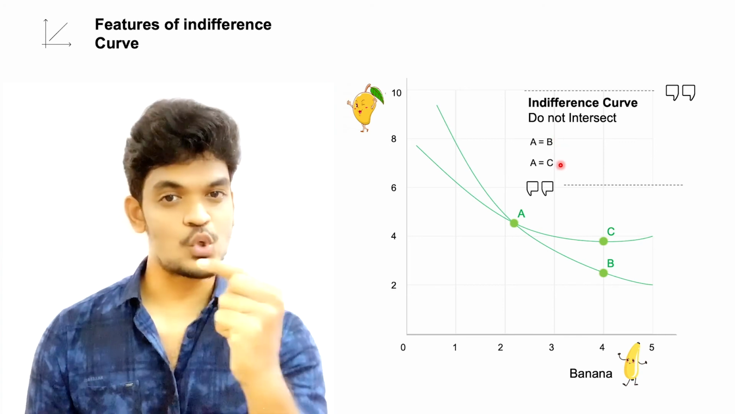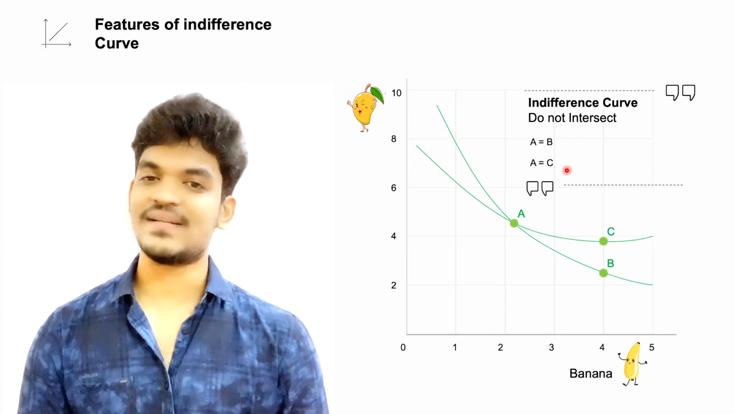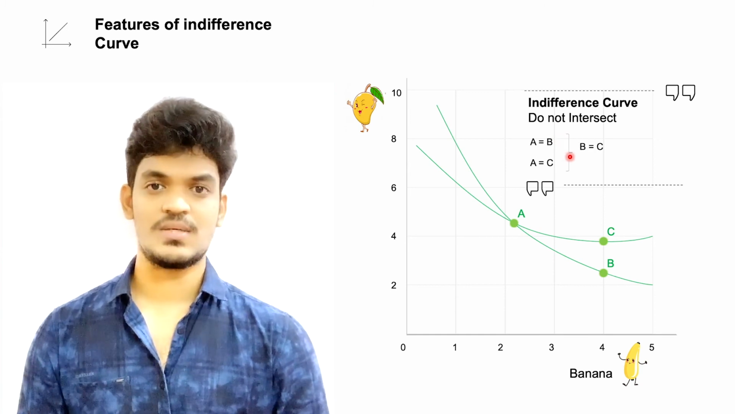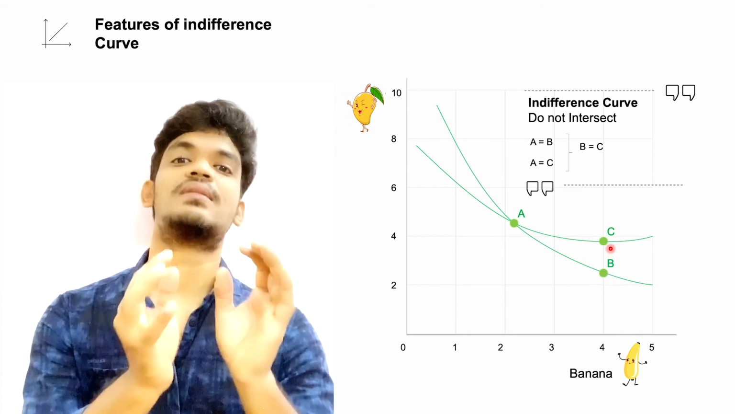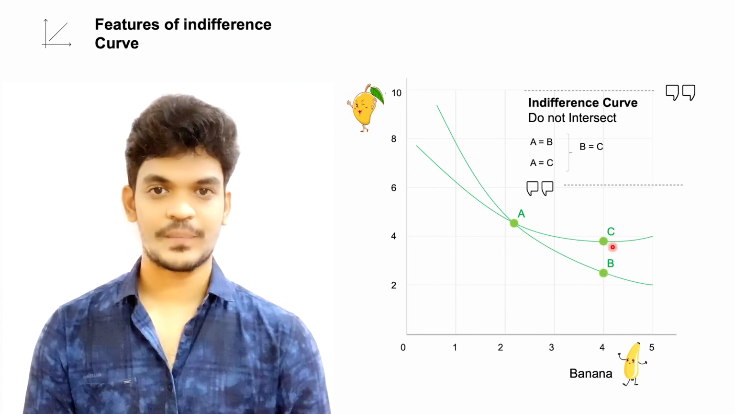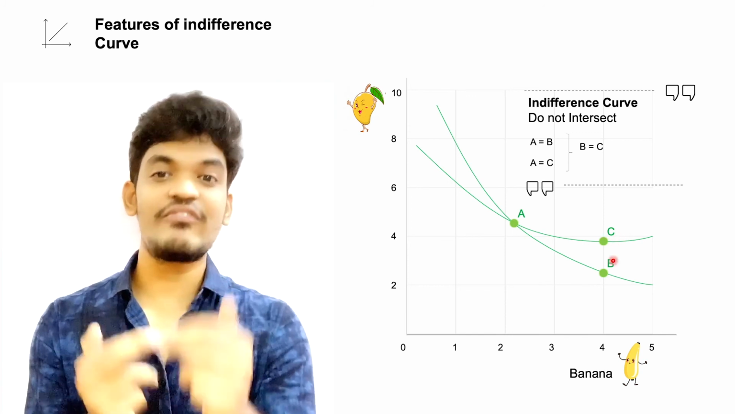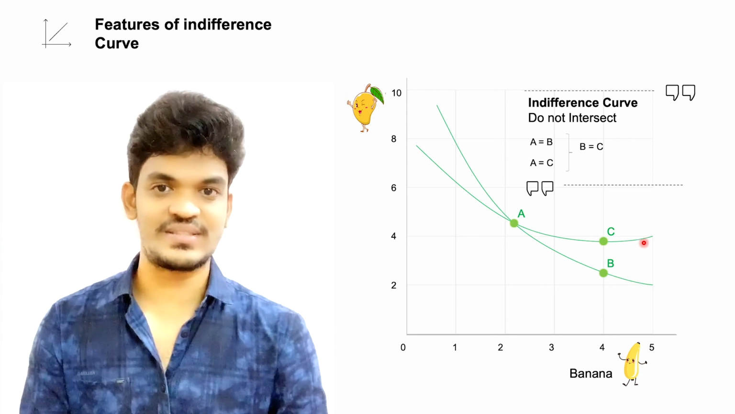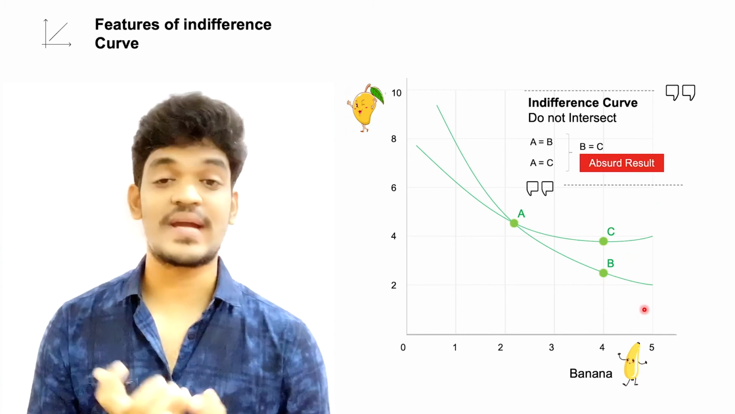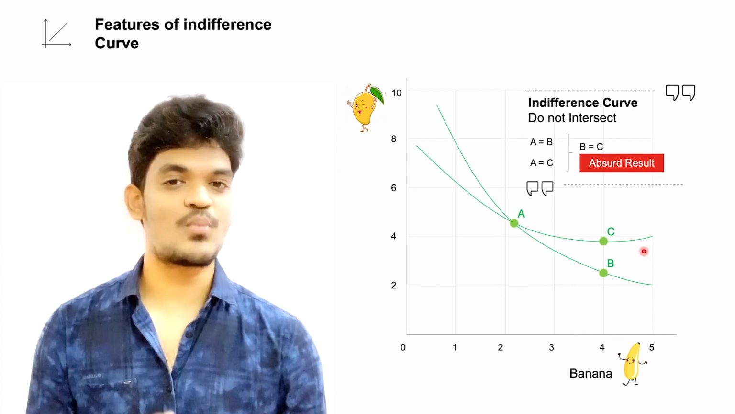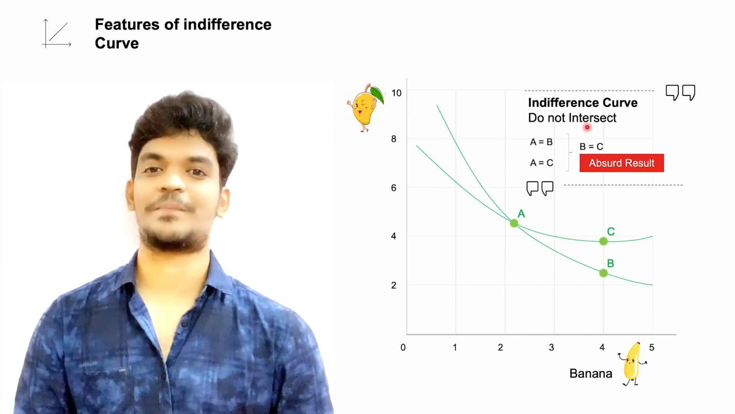From these two, A is equal to B and A is equal to C. That means B is also equal to C. So the level of satisfaction that we get from B is equal to the level of satisfaction that we get from C. But from the graph, is it true? No, because B and C are on different curves, so they can't give the same level of satisfaction. So we are getting an absurd result. That's why it is false. So indifference curves cannot intersect.